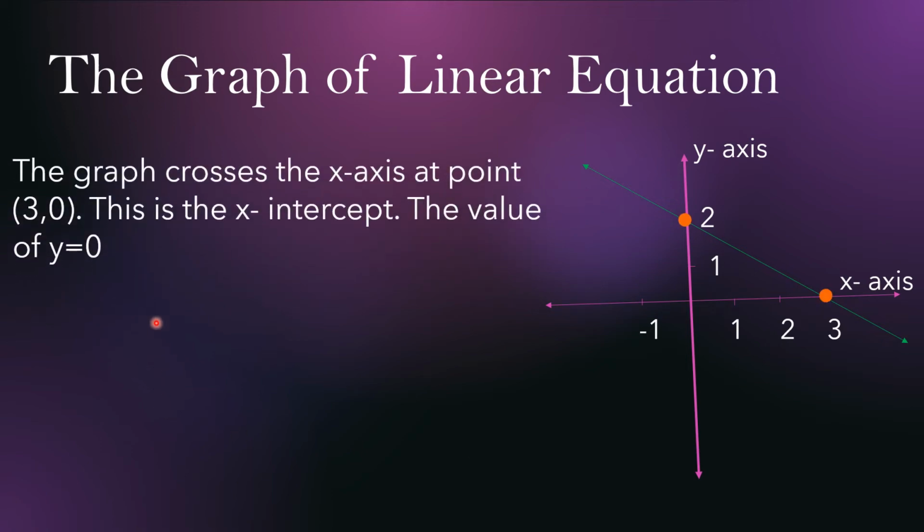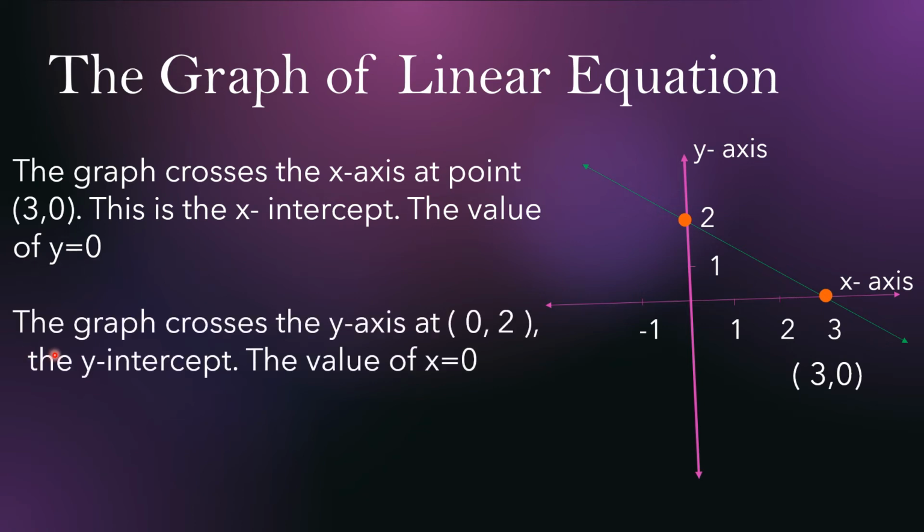And the graph crosses the x-axis at (3, 0). So here, this is the x-axis. From the origin, 1, 2, 3. So 3, and it didn't move up or down, which means that y is 0. So that's the coordinates of the point (3, 0). The point where the graph crosses the x-axis is also called the x-intercept. In the x-intercept, the value of y is 0.